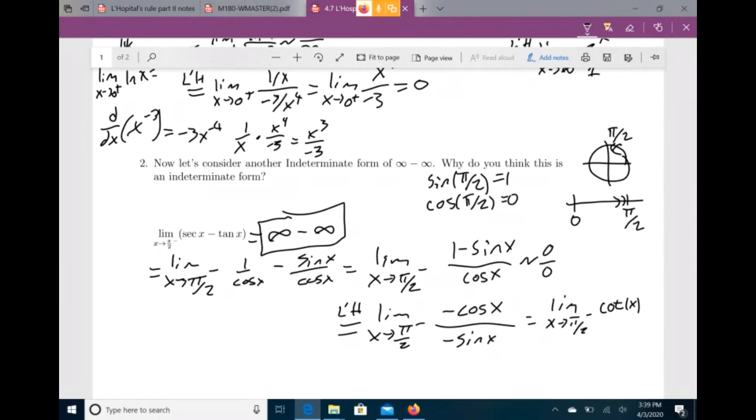Okay, or you could just plug in pi over 2 into the cosine over sine. Since cosine of pi over 2 is 0 and sine of pi over 2 is 1, this just looks like 0 over 1, which is just 0, or cotangent of pi over 2, which is just 0. Okay, so we started with the form infinity minus infinity, and we just combined it. We took the terms and combined them into a single fraction so that we got 0 over 0.